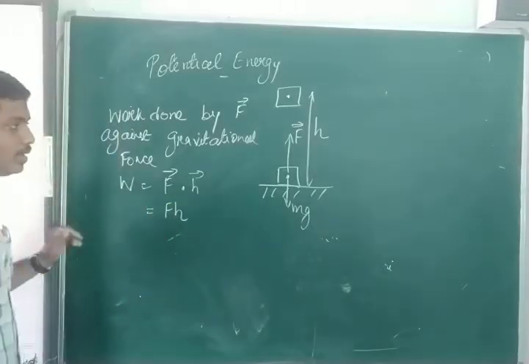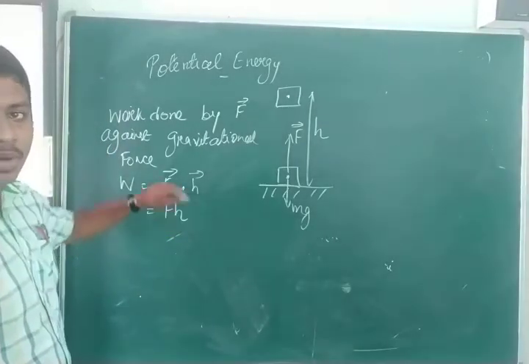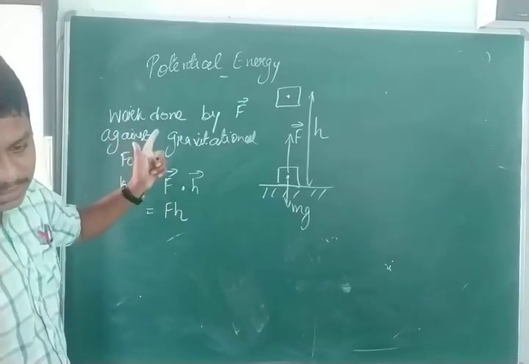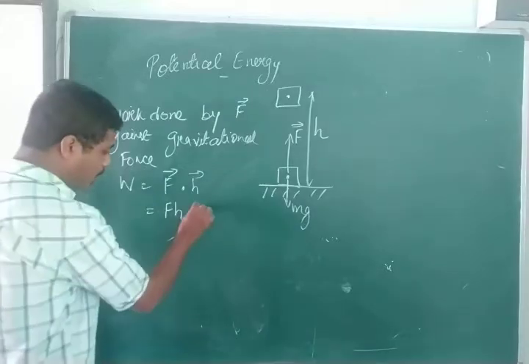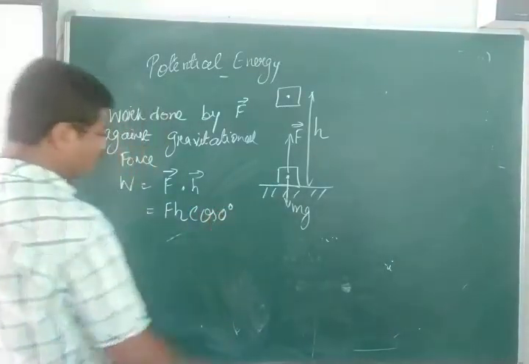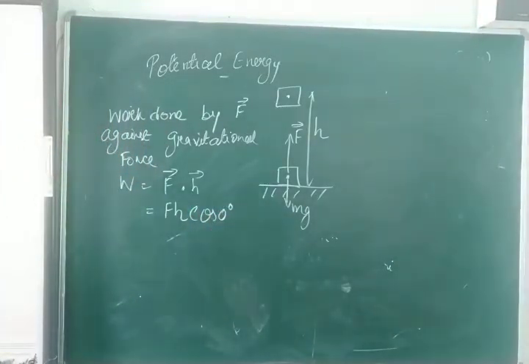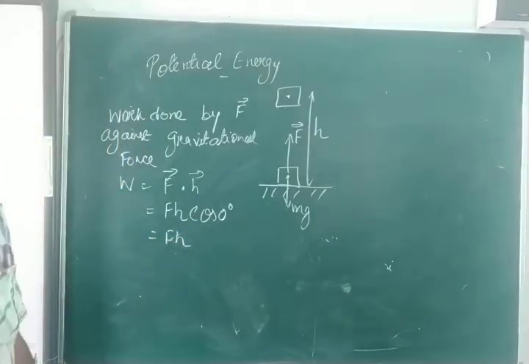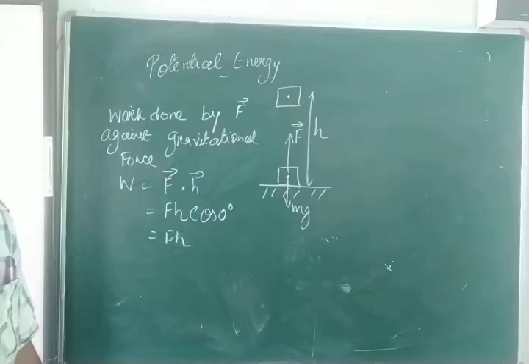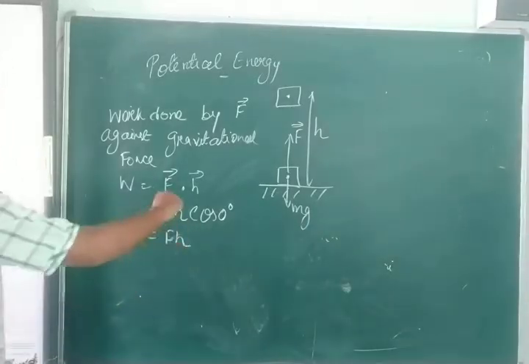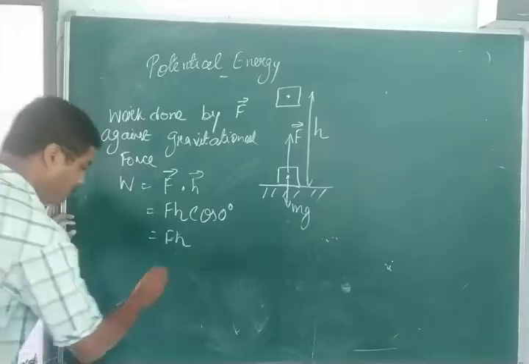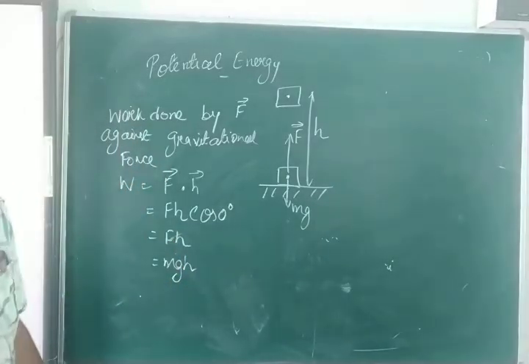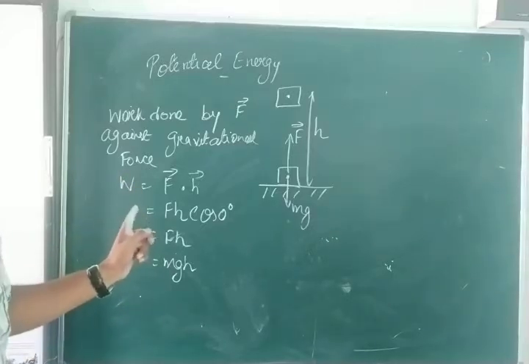You can see the displacement is in the upward direction, and the force is also in the upward direction. Then what will be the angle? The angle will be 0 because they are parallel to each other. So this will be equal to F into h. Now, because I have already told that this F and mg value are the same, I can write W is equal to mg into h.